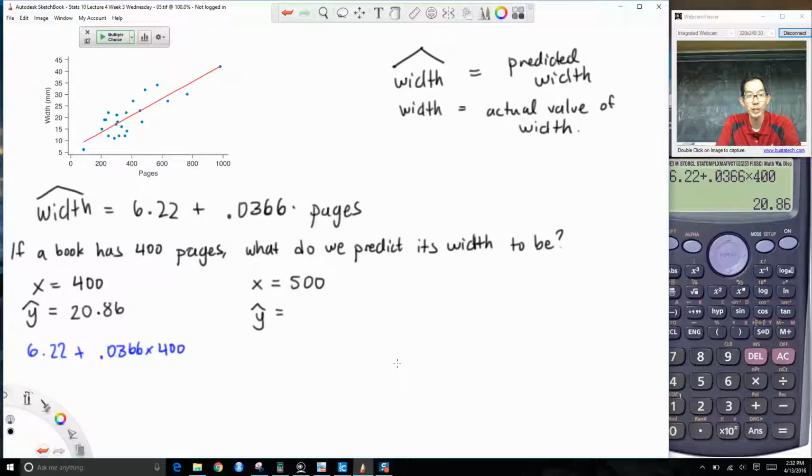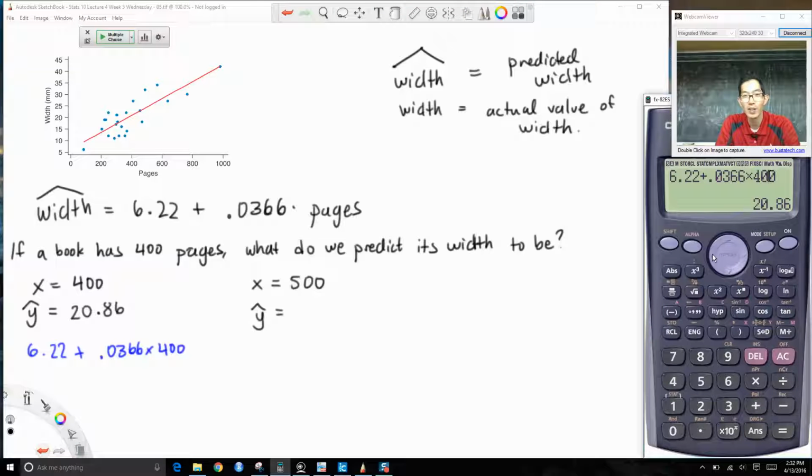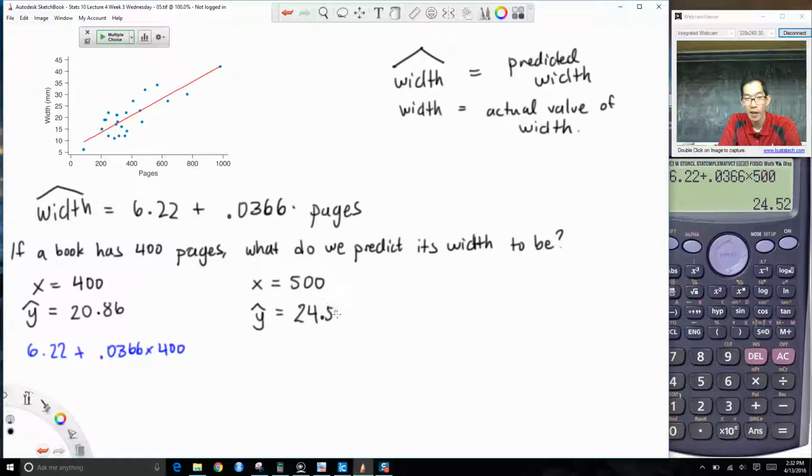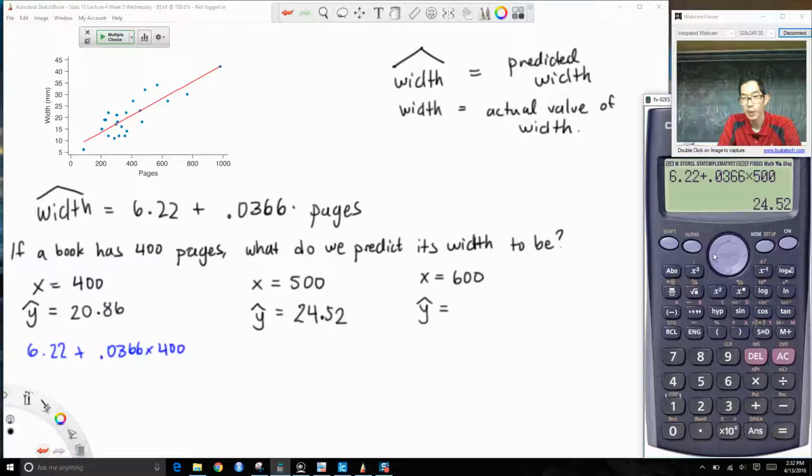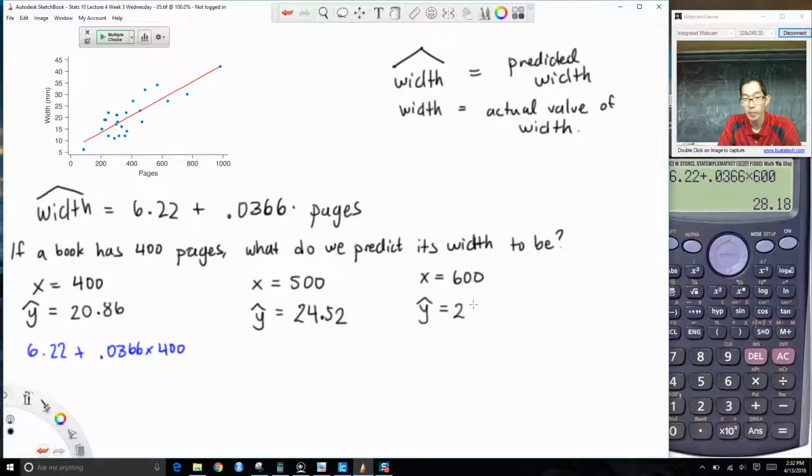Someone just call out the answer. Or I'll do it myself. I just do 6.22 plus 0.0366 times 500, and I get 24.52. Is that good? Okay. And then if I had 600 pages, my y hat would be 28.18, right? Is this okay with everybody?